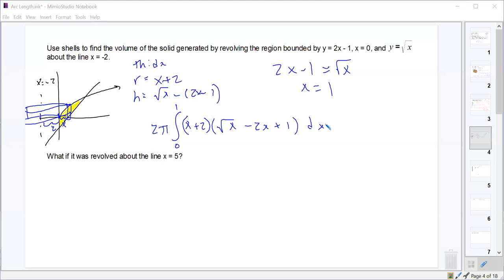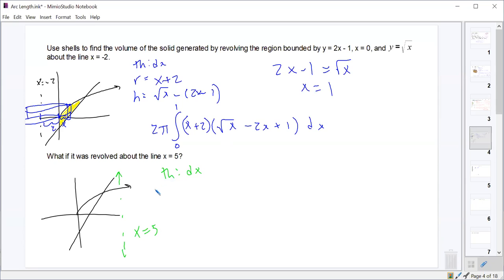Yeah. All right. How would this change then if we were, instead of revolving around x equals negative 2, we'd revolve it around x equals 5? Would the thickness change? No. Nope, still dx, right? The x equals 1 would still be the same. What about our radius? It should be 5 minus x, because now this distance from wherever we're going to the x-axis, that's our x. And then this whole thing is 5, so the radius is 5 minus that little x. And the height should still be the same, root x minus 2x plus 1 if I distribute the minus through.